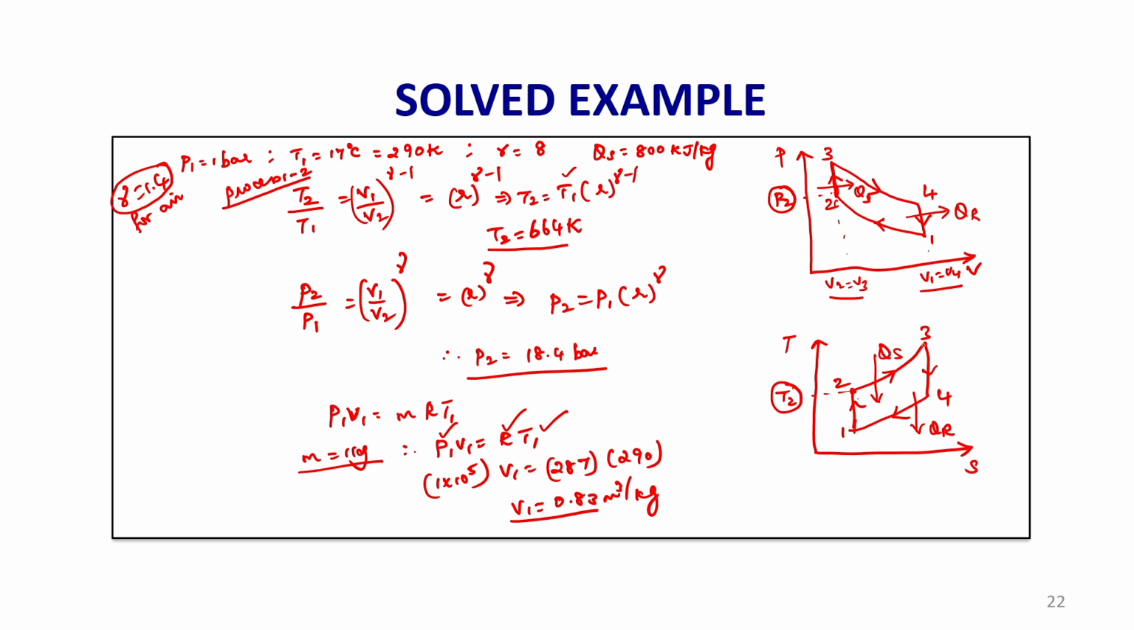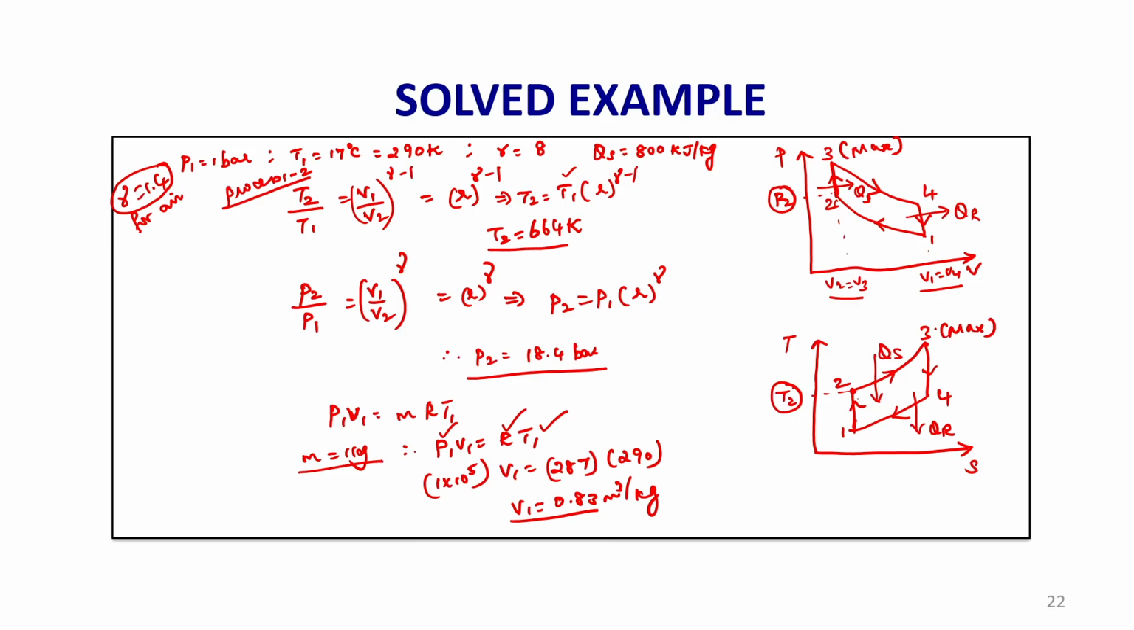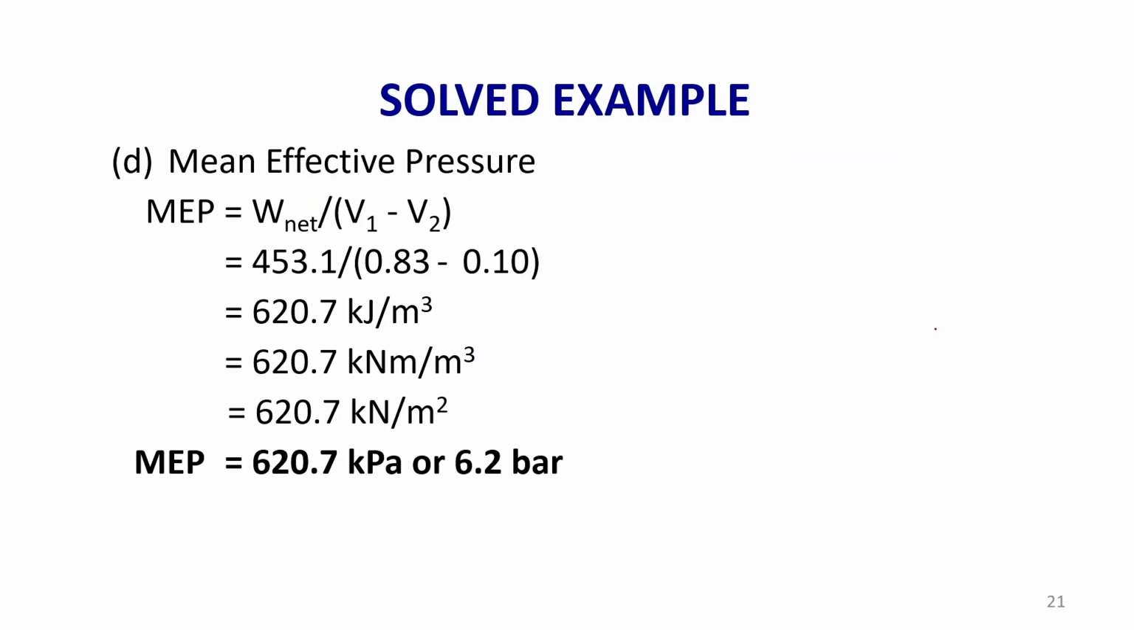You can see from the diagram, this is the maximum temperature and this is the maximum pressure. If you see the PV diagram, 3 is above 2, so 3 is the maximum pressure. Similarly, temperature 3 is the maximum temperature. Look at the TS diagram. That is primarily due to the end of the combustion process, just before the beginning of the power stroke or expansion process. So, now we have found the temperature at 3.